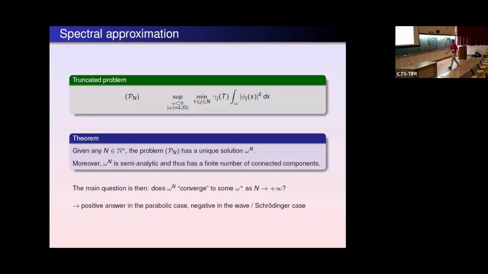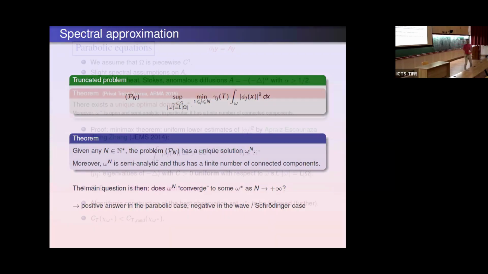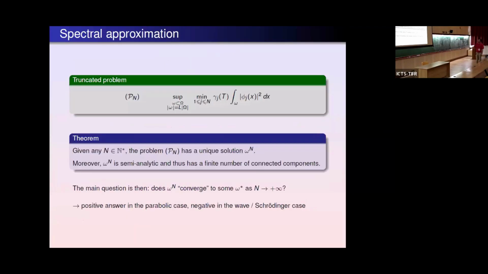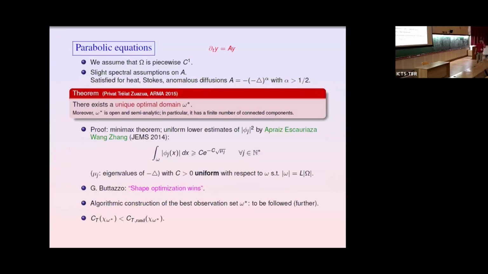But of course, it does not solve anything, because then the question becomes, does this sequence of optimal sets, omega n, converge to something? It's very, very not clear. So let us go first to the positive result in the parabolic case. In the parabolic case, it is really fantastic, because we have a very definitive and nice answer.